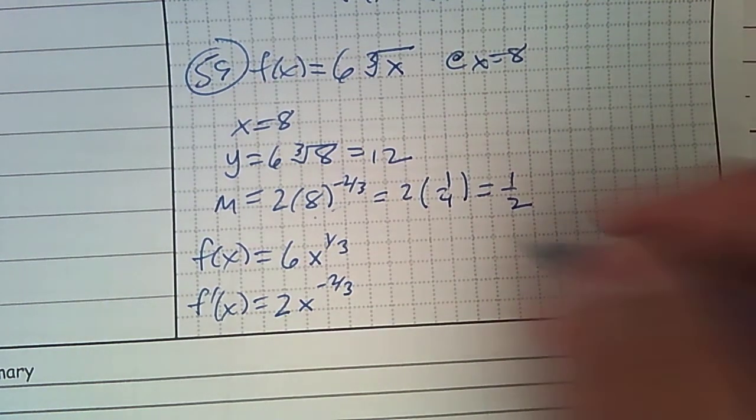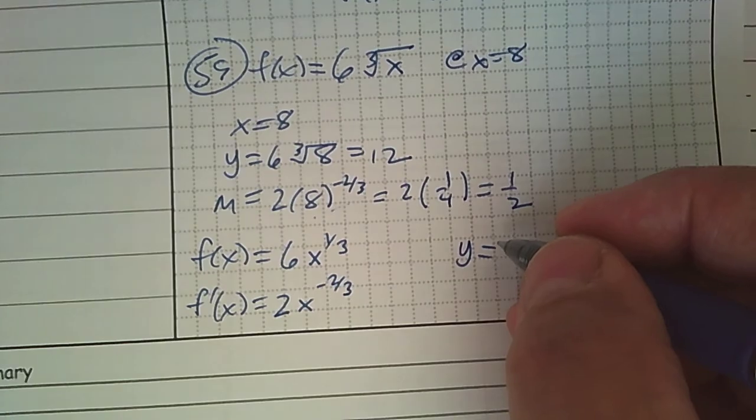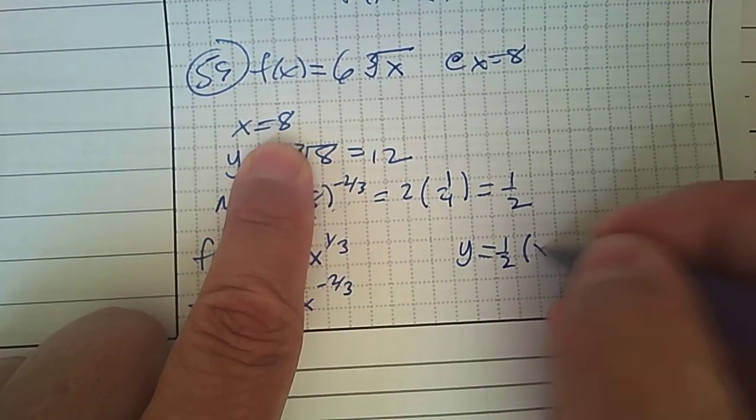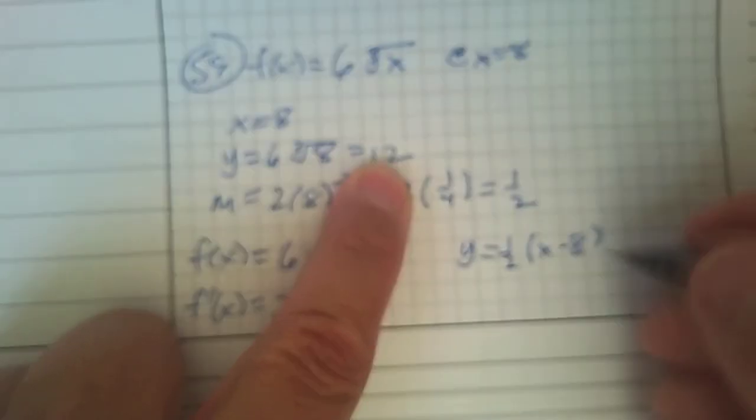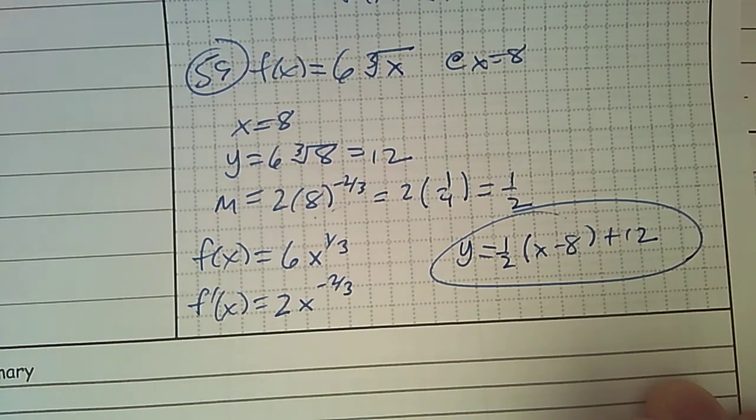Now put it all together. So then you have y equals, the slope is 1/2. The x coordinate is 8, so it's x subtract 8, and then the y coordinate is plus 12. Done. There is the equation of the tangent line.